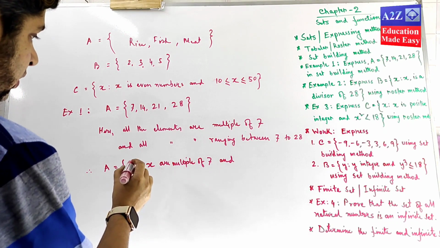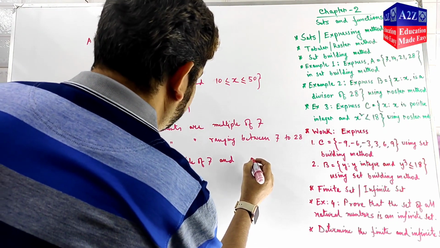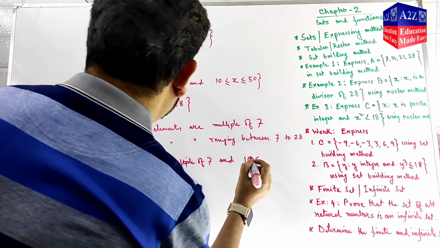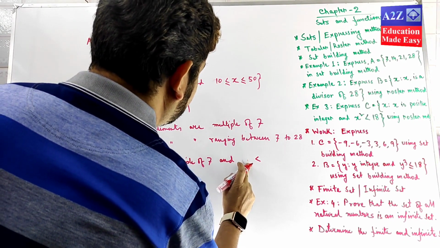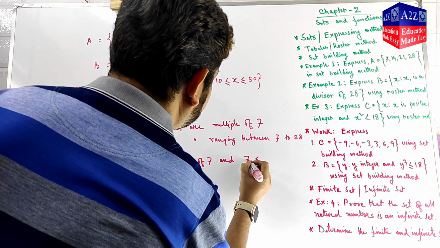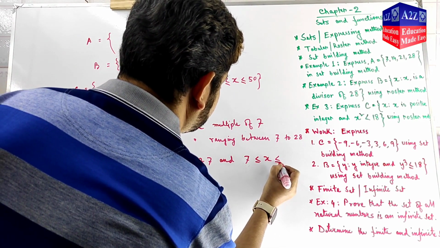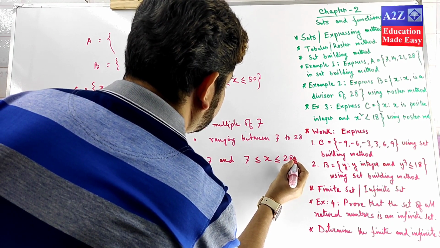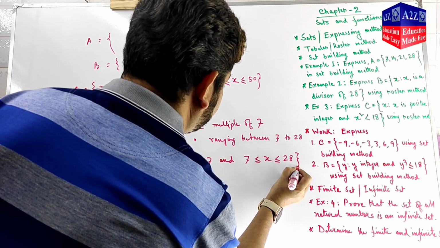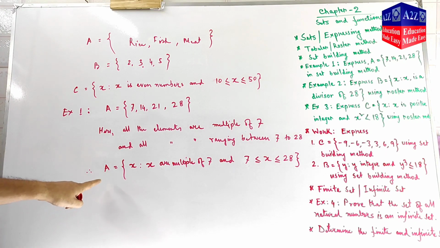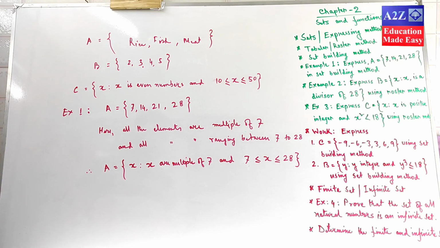is that the variable x is ranging between 7 to 28, and then it will be ended with the second bracket. Now this set is expressed in set builder method. I hope you understand.